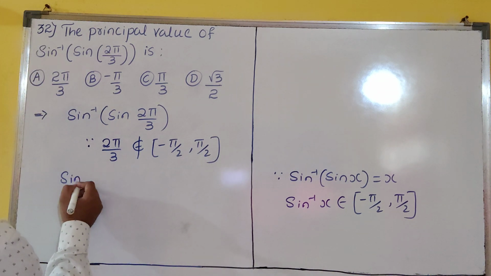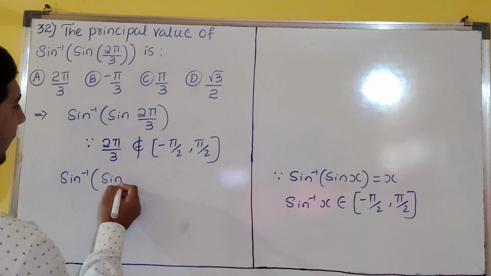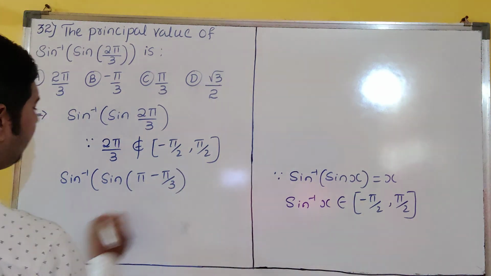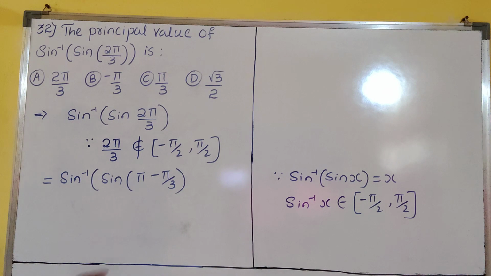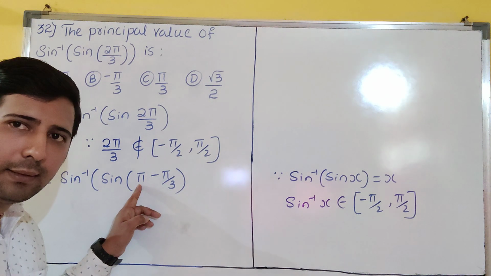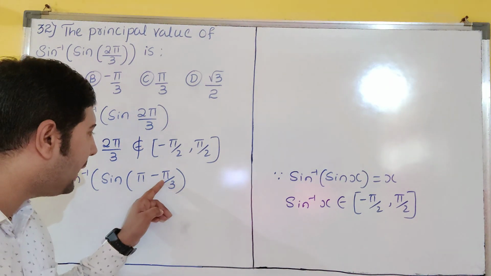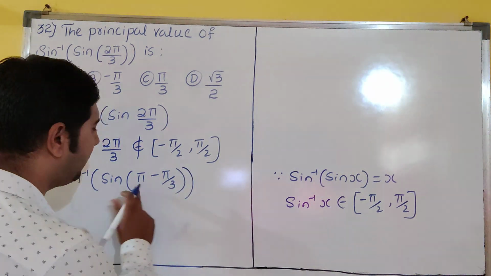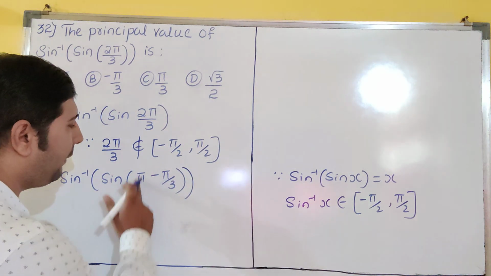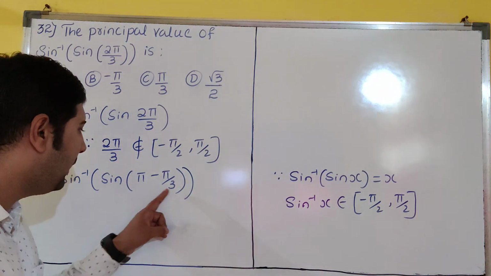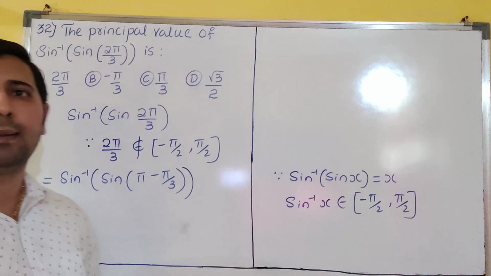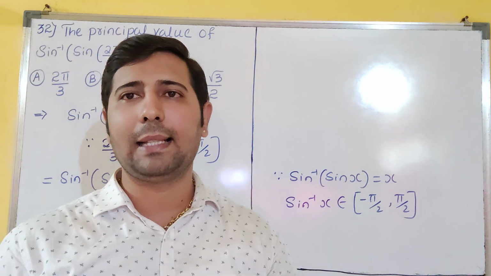You see here. Sin inverse of sin. How will I write? Pi minus pi by 3 I can write. Will you agree or not? 3 into pi, 3 pi, 3 pi minus pi is what? 2 pi by 3. Exactly correct? So if you take LCM, 3 into pi, 3 pi minus pi is 2 pi by 3. So we'll get the exactly correct answer, dear students.